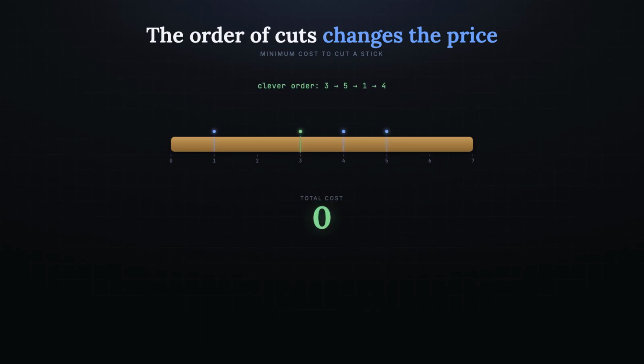Cut left to right, and you pay a lot. Cut cleverly, and you pay far less. Same cuts, different bills. Let us find the cheapest order.